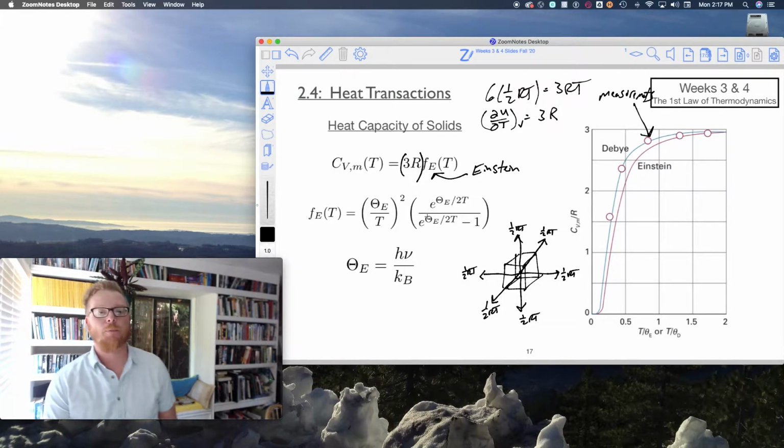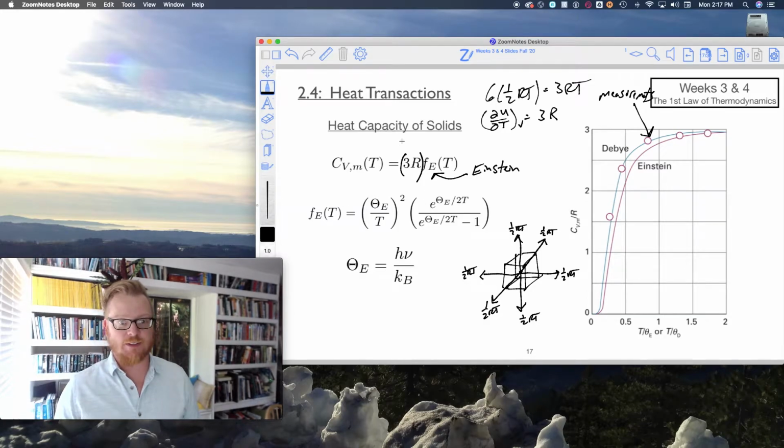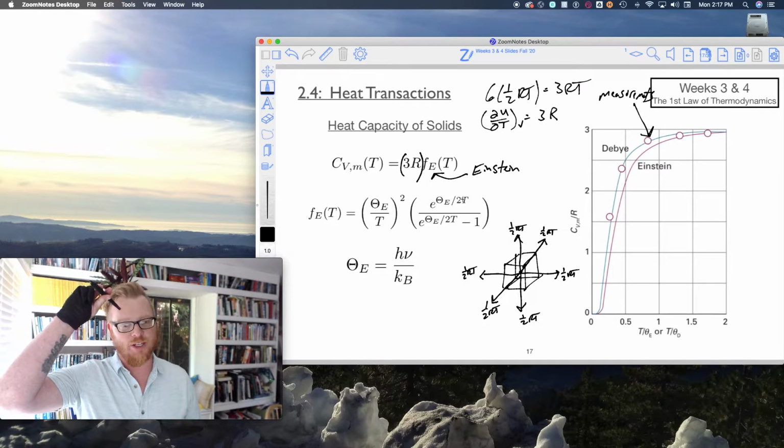So now, in the heat capacity of solids, C_V,m equals 3R times this function. So that's where the 3R comes from. But what is this function? Well, I hope you've been staring at this long enough to think it's a partition function.